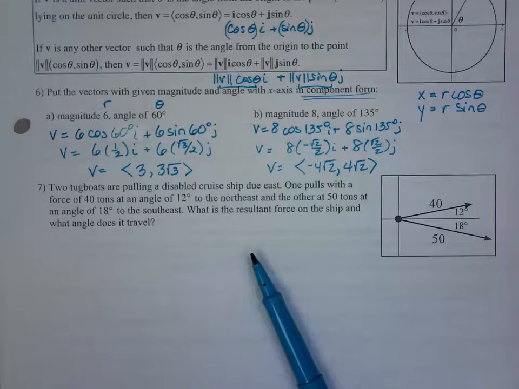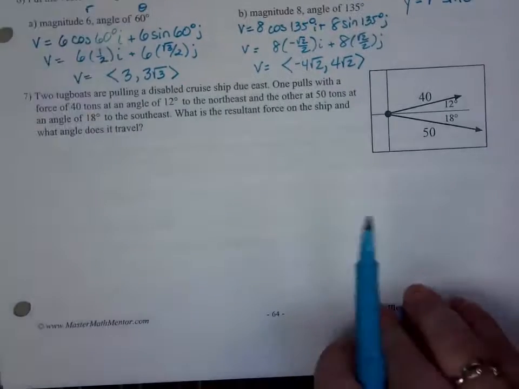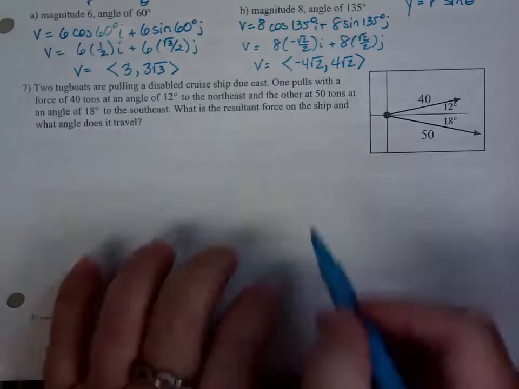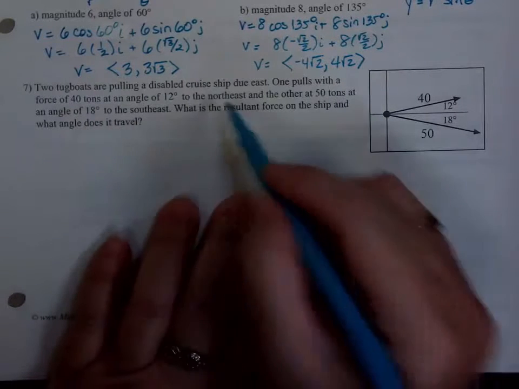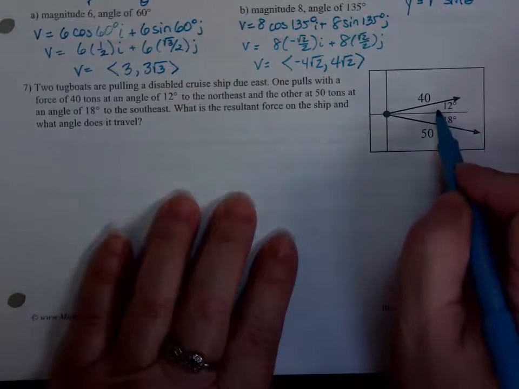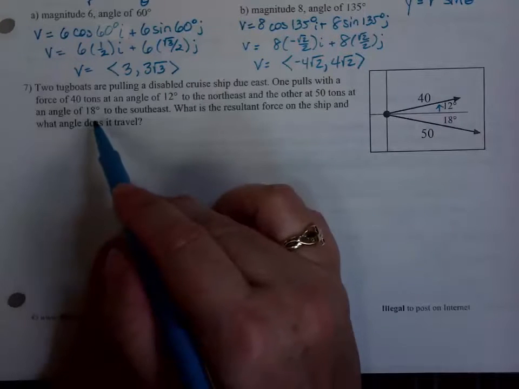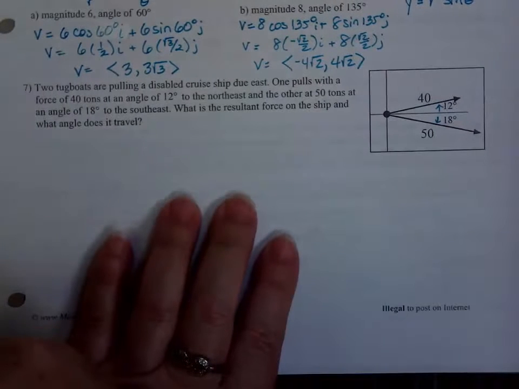All right. Now let's apply this. We're going to talk about force. So we have 2 tugboats that are pulling a disabled cruise ship due east. One pulls with a force of 40 tons at an angle of 12 degrees to the northeast. That's going this way. And the other at 50 tons at an angle of 18 degrees to the southeast. So it's 18 degrees that way. What is the resultant force of the ship? And what angle does it travel?